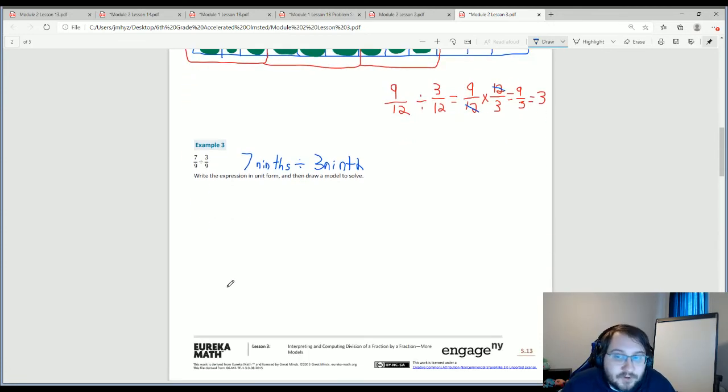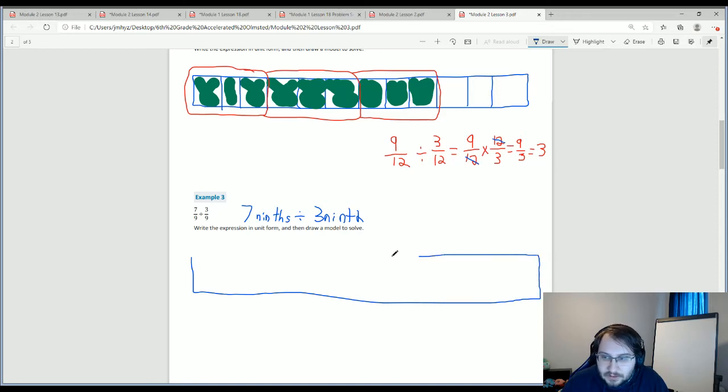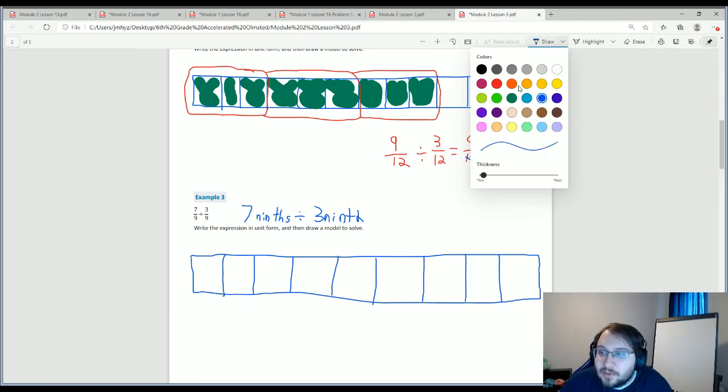So once again, I'm going to draw my model. I have 7/9 divided by 3/9. So the main thing I need to worry about is taking my model and splitting it into 9s. So I've got my model here, and I'm going to break it into 9 pieces. Okay, that should be 9. Let me make sure. 1, 2, 3, 4, 5, 6, 7, 8, 9. Perfect. 9 pieces. And now, how many pieces am I worried about out of these 9?